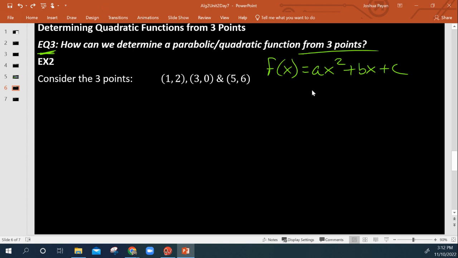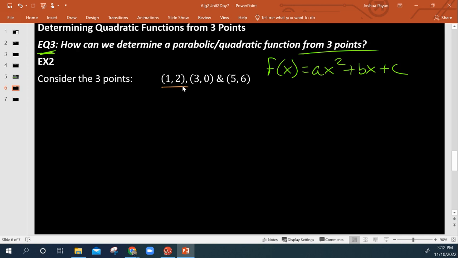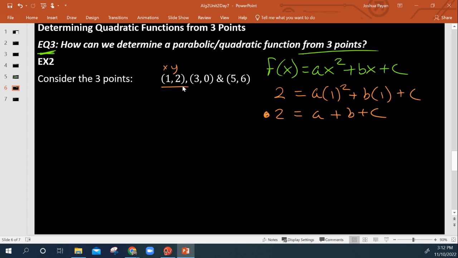So first, do some color coding here. Let's start with this set of points here. Obviously this is x, y. So my first equation is going to come from this first point, namely that y is 2 whenever x is 1. So a times 1 squared plus b times 1 plus c. Well, of course, that's just 2 equals a plus b plus c. So there's my first equation.